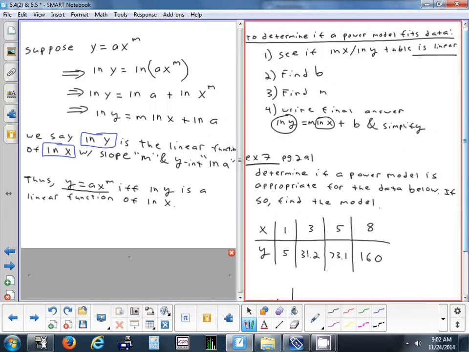Once you've decided that a power model is the right thing to use, then you have to find your b. I switched to using b because most people are used to seeing it like that when it's at the end, more like a y-intercept. You have to find m. It's kind of like your slope. And then you're going to write your final answer. Right, so we'll go through an example.